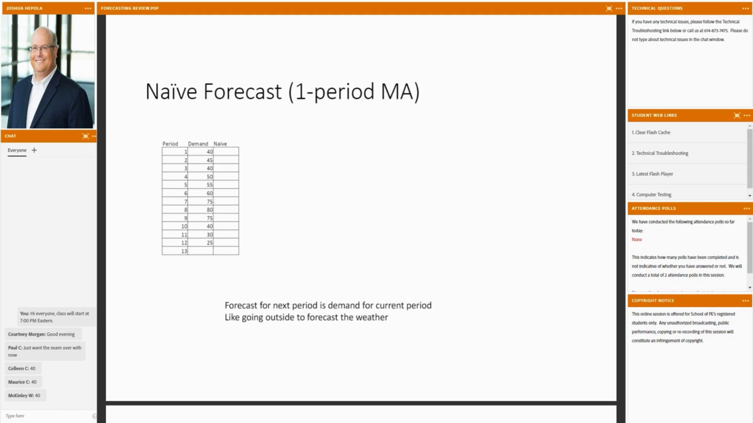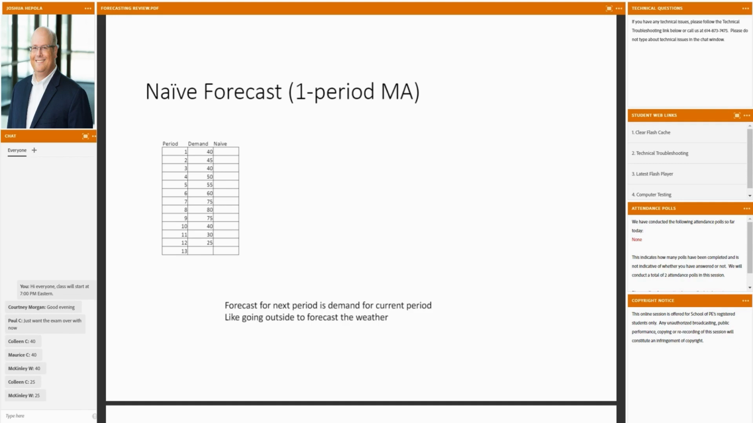One thing for all these problems: always think of yourself as, I'm in period 1, I'm looking at the demand in period 1, that's 40, and I'm making a forecast for period 2. So a naive forecast would be 40. Going all the way to the end goal, remember I said the goal was, what's the forecast for period 13? Using a naive forecast, what's the forecast for period 13? 25, that's correct. That's exactly right.